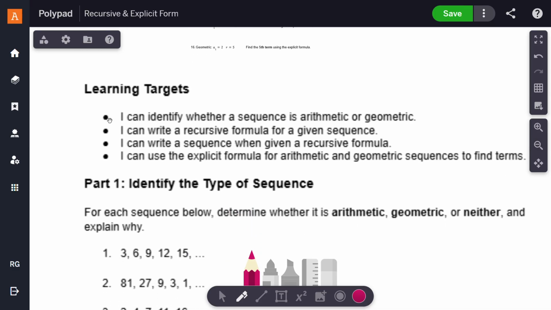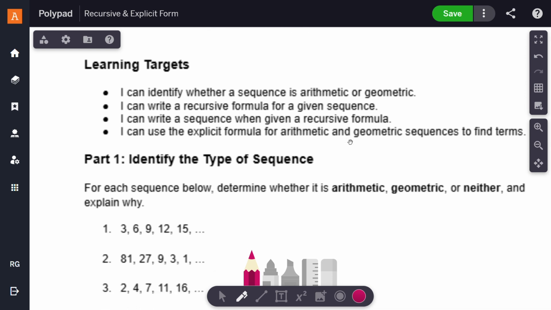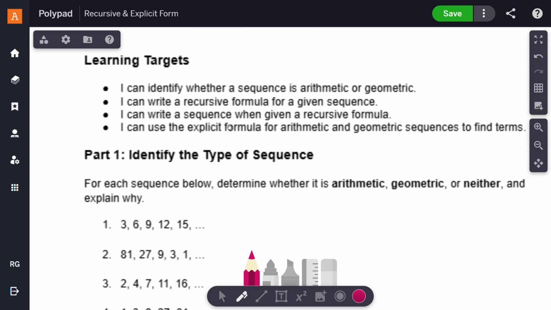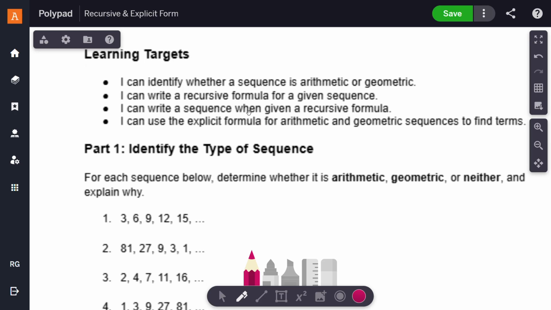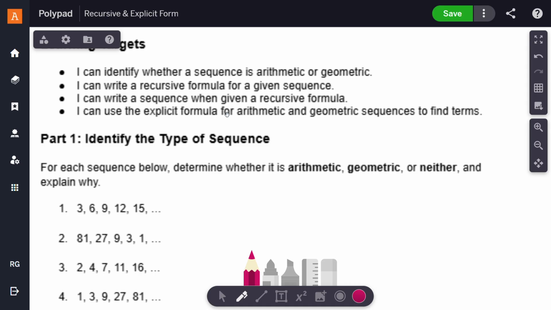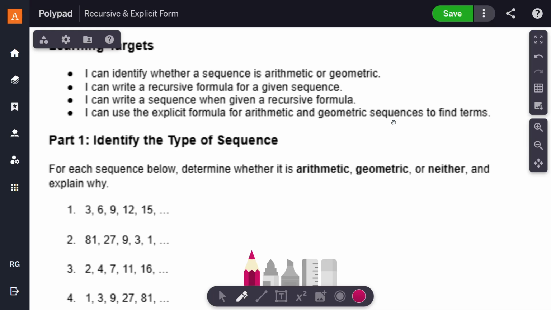1, we should be able to identify whether a sequence is arithmetic or geometric. 2, write a recursive formula using the correct formula for a given sequence. 3, write a sequence when given a recursive formula, so the opposite of 2. And then lastly, use the explicit formula for arithmetic and geometric sequences to find specific terms, whether that could be the 41st or the 67th term.